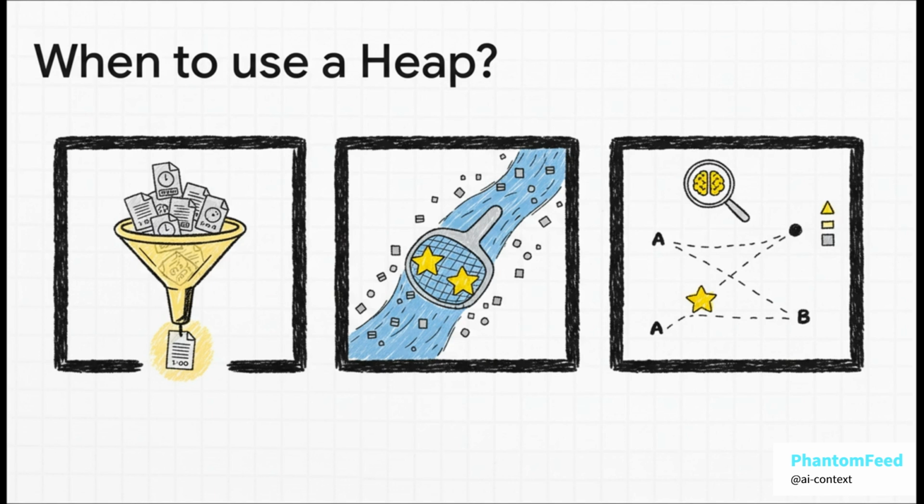You need to find the top 10 trending articles from a massive live stream of data. Instead of trying to sort millions of items, a heap can brilliantly track just the top 10 items without ever needing to store the whole list. It's also a key part of famous algorithms like Dijkstra's for finding the shortest path. It's a seriously powerful problem solver.